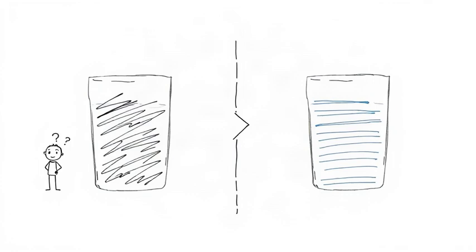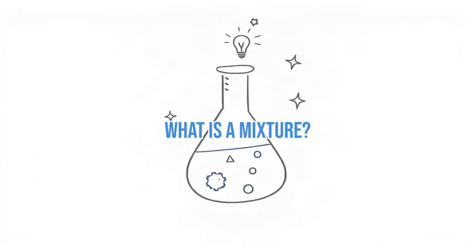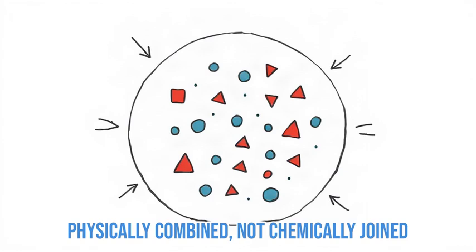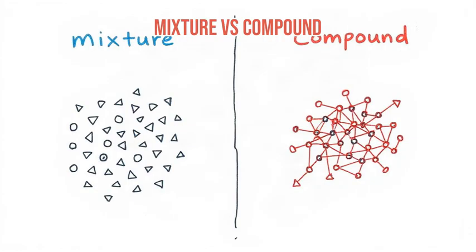Ever wondered how muddy water gets clean or how seawater becomes something you can actually drink? The answer starts with understanding mixtures, and today we're breaking down exactly what they are. A mixture is simply two or more substances that are physically combined but not chemically joined together. That's different from a compound, where atoms bond together and form something completely new.